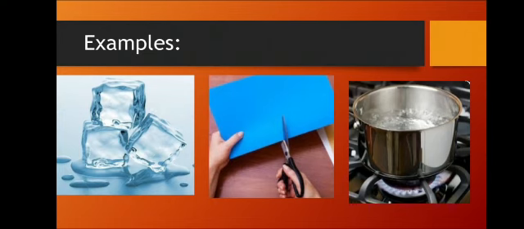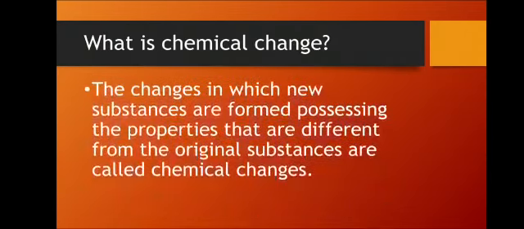Now let us find out what is a chemical change. The changes in which new substances are formed possessing the properties that are different from the original substances are called chemical changes. In all these changes, new types of molecules are formed from the combination of the molecules of the original substances. Mostly, chemical changes are irreversible changes, as the new substances formed have different properties than the original substances. Here are some examples of such changes.